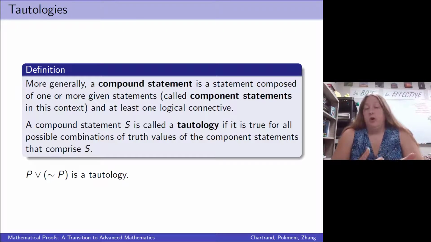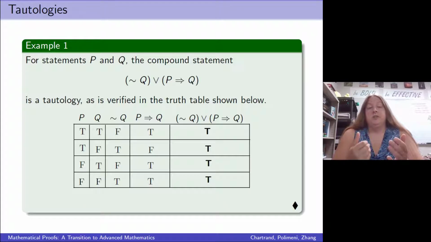Statements like that are always true no matter what the value of the component statements is, so whatever the value of P is, and they are called a tautology. Again, whether P is true or false, that statement is true. Whenever all of the component statements can be any combination of true and false, and we put them all together into our compound statement, and the compound statement is always true, then it's a tautology. So here's an example of a tautology. We have the statement not Q or P implies Q.